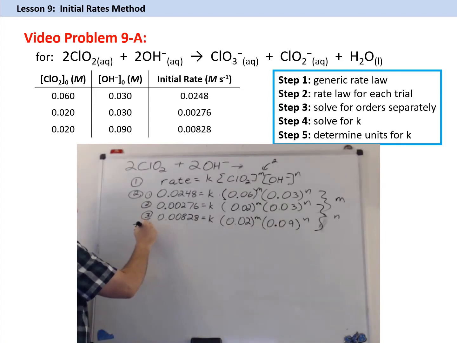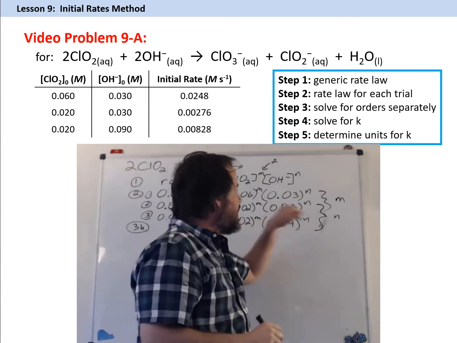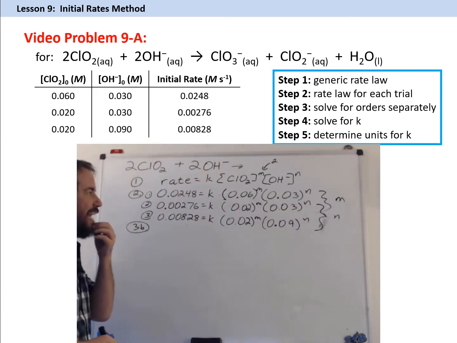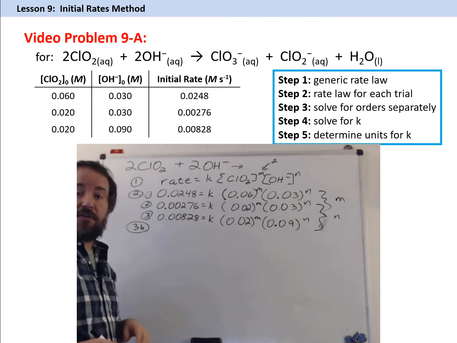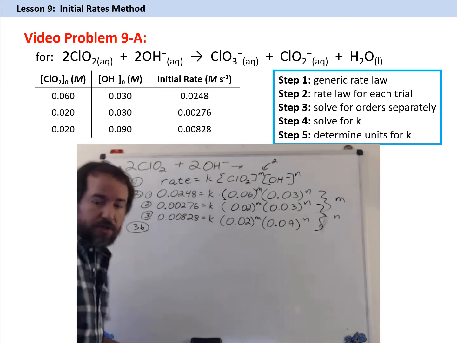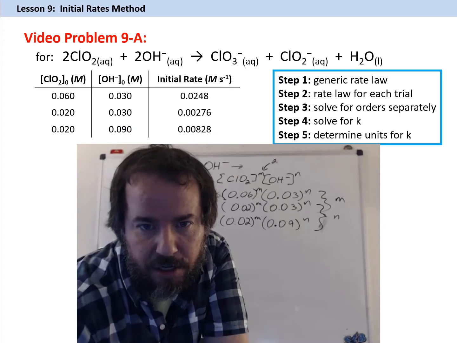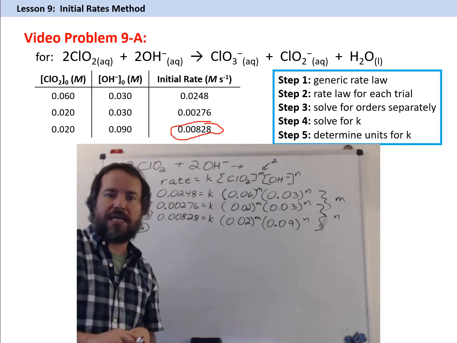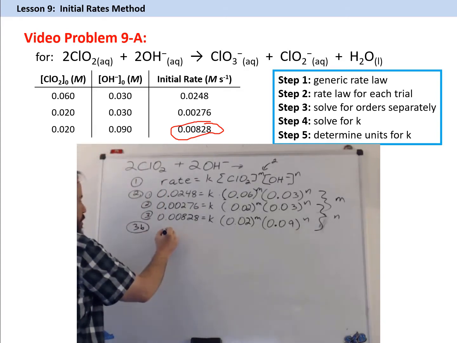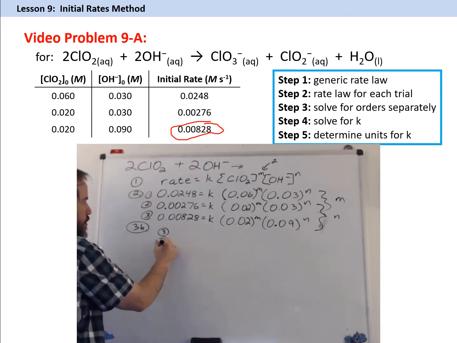3b, we just found out what m is. Now let's go ahead and find out what n is. So I'm going to use number 2 and number 3. I'm going to put the faster one up. Which one's faster? The one that's faster is the one that has the bigger rate. Okay? So this will be 3 over 2.